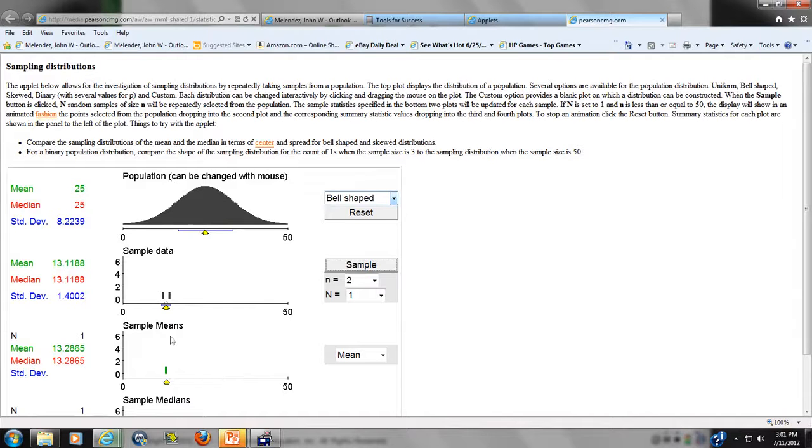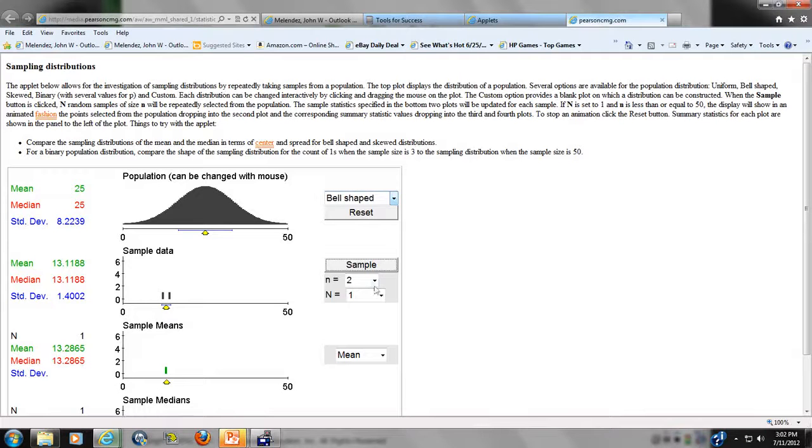In other words, you're taking all these samples, and you're getting the information from them. Notice that the mean of the sample is 13, while the mean of the population is 25. And the standard deviation of the sample is 1.4, while the population standard deviation is 8.22. Notice, because we only have one sample here, we don't have a standard deviation. You can't with just one.